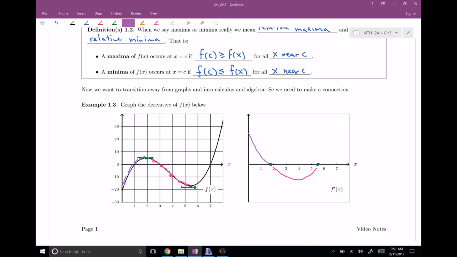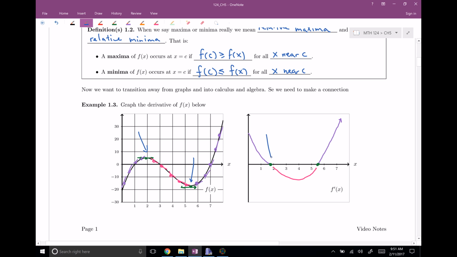And then finally, back over here in this third area, it seems that the derivative, the slope of the tangent line, is positive, and it seems to be getting more and more positive. So something like this. More and more positive. Okay, so this is where our maxima is at 1.9. This is where our minima is at 5.5.